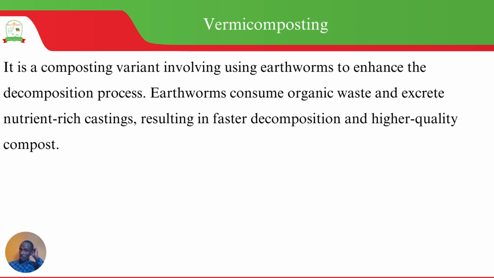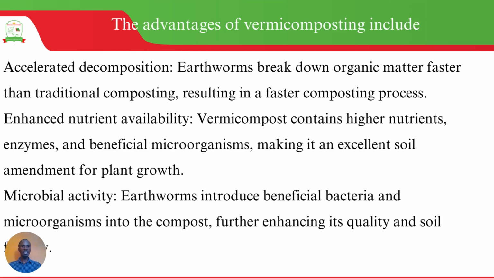Then another type of composting is vermicomposting, whereby we utilize earthworms instead of just microorganisms. So these earthworms will consume the organic waste and excrete nutrient-rich castings, resulting in faster decomposition and higher quality compost. The advantage of using vermicomposting or earthworms is that in this case, the organic matter will be broken down faster than in traditional composting.